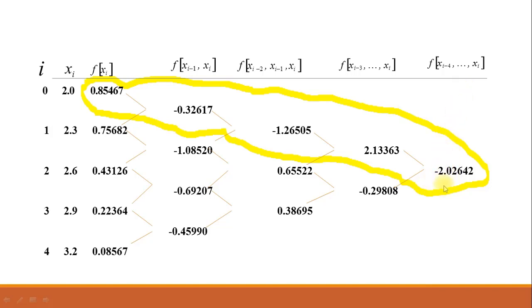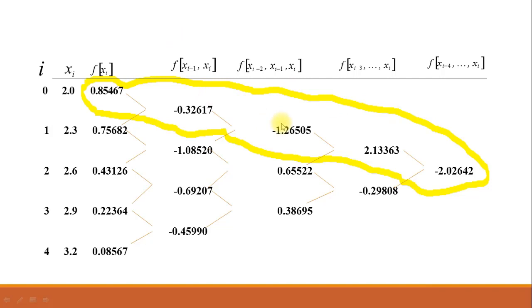The fourth differences. Subtract 2.13363 from minus 0.2980, and in this column skip these three numbers and subtract 2 from 3.2, and then divide both differences, we get minus 2.02642. Now we need these coefficients.